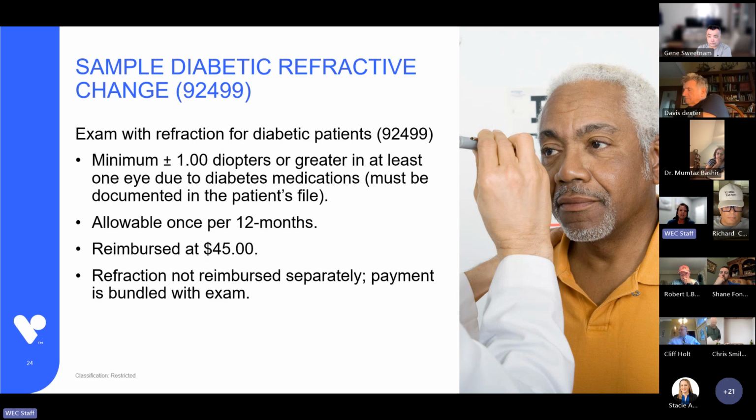But the good news is that they will pay you $45 to rerun those numbers when there's been a shift like that due to change in medication. And you can do that once a year, and you can get reimbursed for that.